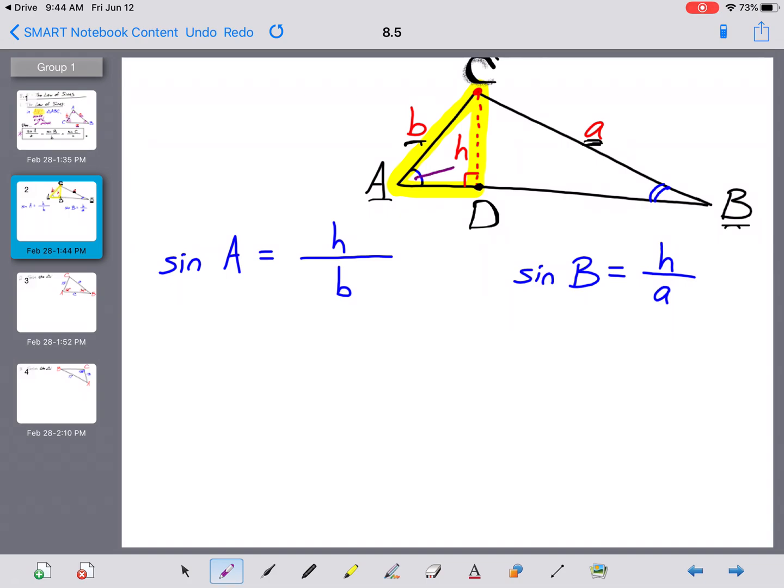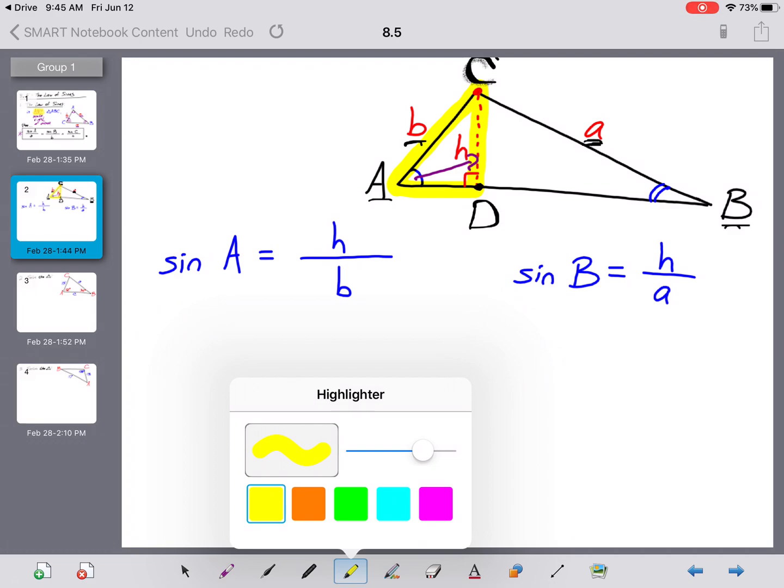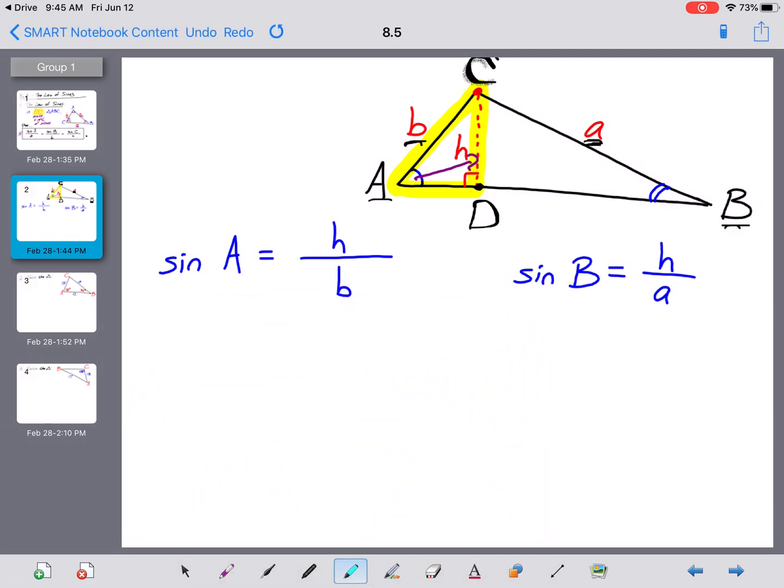So from angle A, the opposite leg here is H, and the hypotenuse is B. Now, the same thing happens. I'm going to switch colors on you right here. And let's take a look now at triangle CDB. C to D and over to B, there's triangle CDB. That one is a right triangle as well.